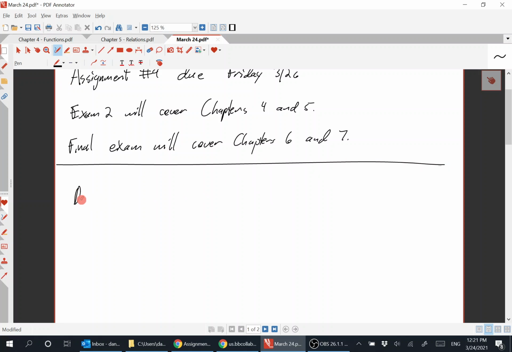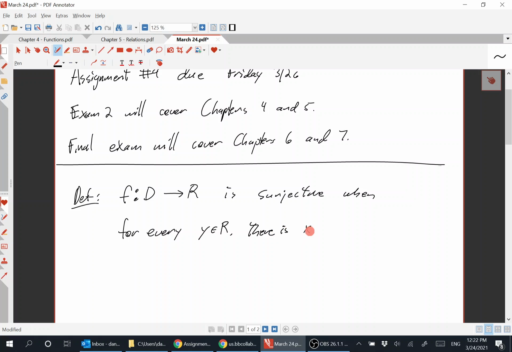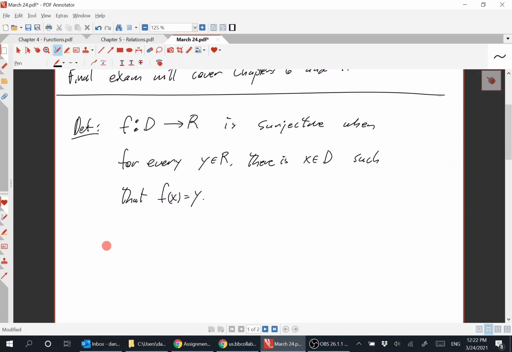So, definition: f from domain to range is surjective when for every y in the range there is an x in the domain such that f of x is equal to y. So how do you show something is surjective?